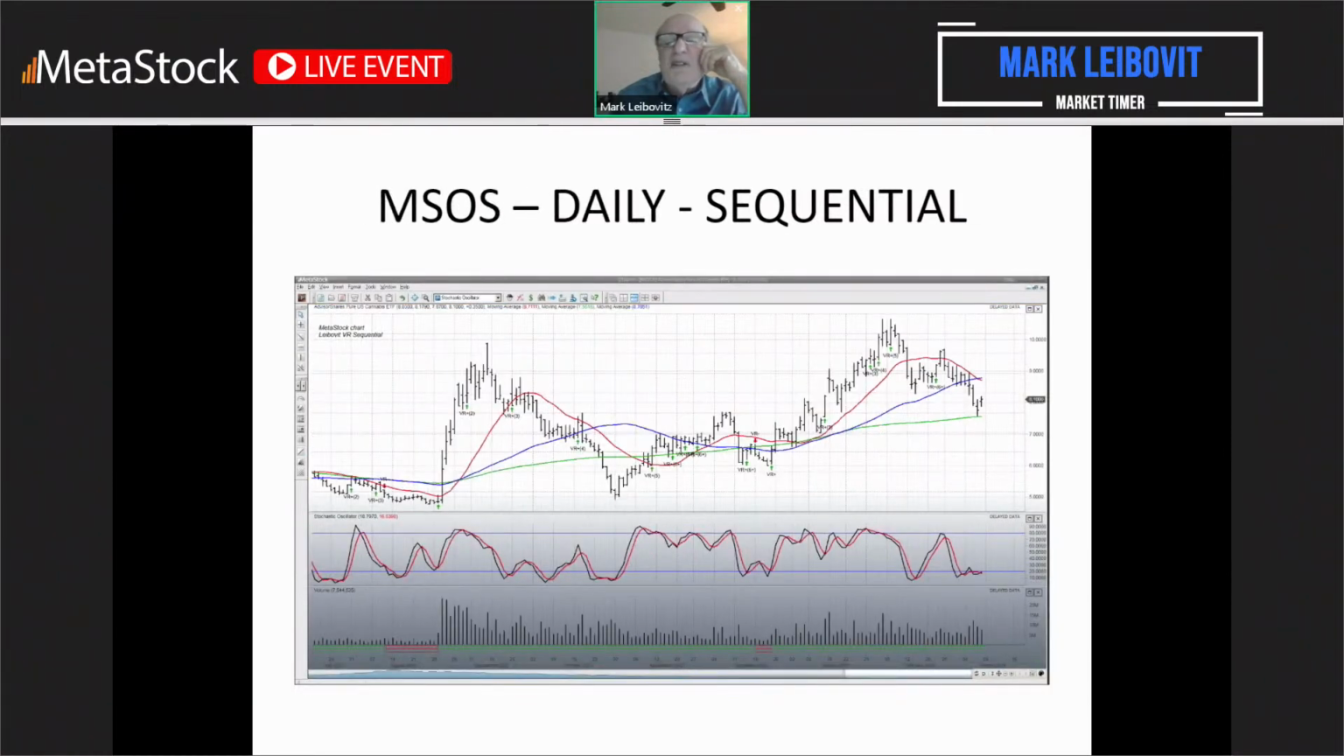I apologize. Okay, so this is the daily sequential on MSOS. So this is again the U.S.-based cannabis stocks, and this stock's down from, I believe, the 50s, and there's been a lot of talk now about rescheduling marijuana from Schedule 1 down to 3, and even Joe Biden in his State of the Union address had referred to perhaps changing the scheduling for marijuana.